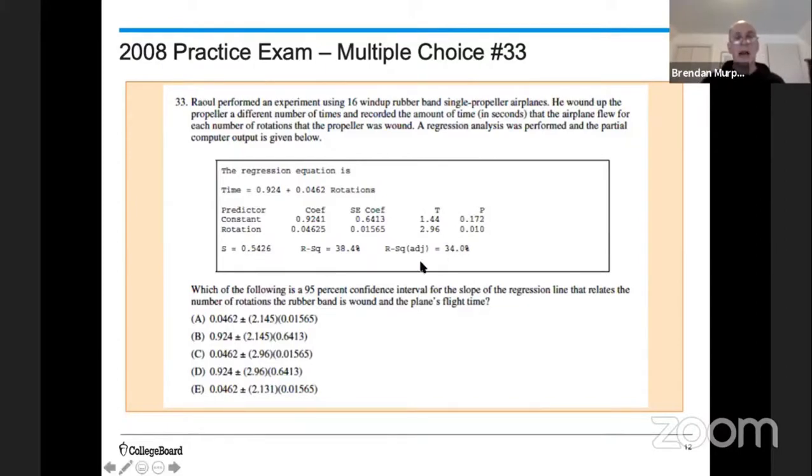Which of the following is a 95% confidence interval for the slope of the regression line? Again, I said earlier that most of us consider the slope the more important of the two, between my slope here and my y-intercept. That relates the number of rotations the rubber band is wound to the plane's flight time. So let's go do the problem out.